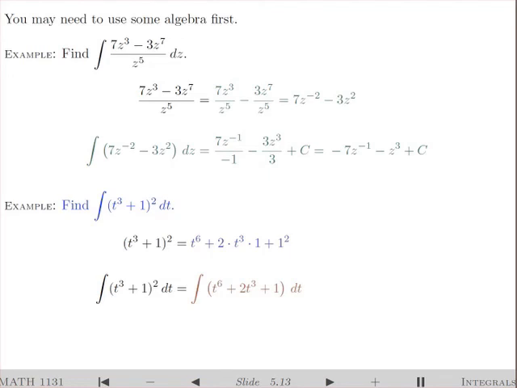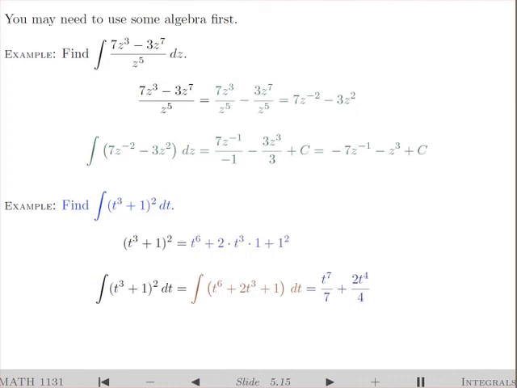So in each term, keep the constant coefficient as it is, add 1 to the exponent, divide by the new exponent. So for the first term, t to the power 6, if I add 1 to the exponent, I get t to the power 7. And I divide by the new exponent, that's divide by 7. So I get t to the power 7 over 7. The second term, the constant coefficient is plus 2. I have t cubed. If I add 1 to the exponent, I get t to the power 4. Then I divide by the new exponent, 4.